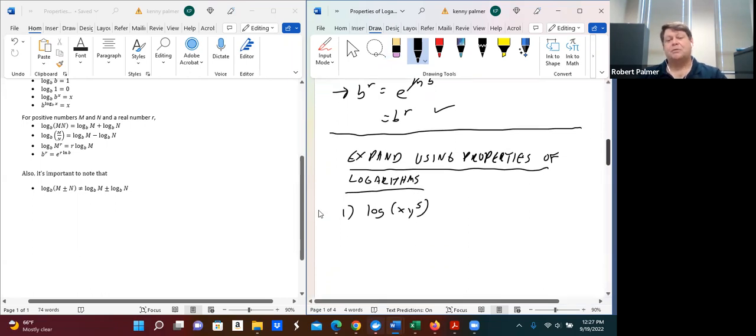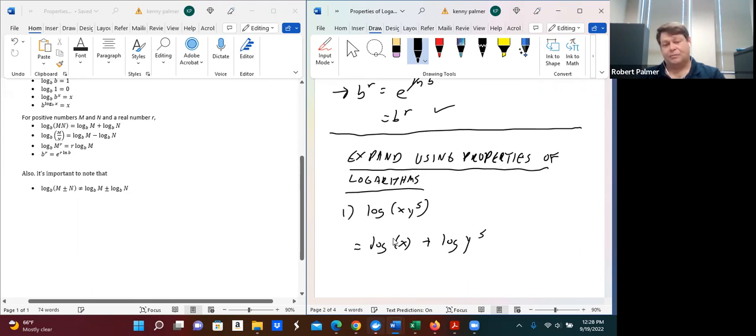What I mean by expanding is, first off, this is a product. This is x times y to the fifth. So we can use this first property, and we can write that as the log of x plus the log of y to the fifth. Since that was a product between x times y to the fifth, we can separate them this way. Then also, we can take this exponent and bring it down front. And now I can finally write this as log of x plus 5 times the log of y.